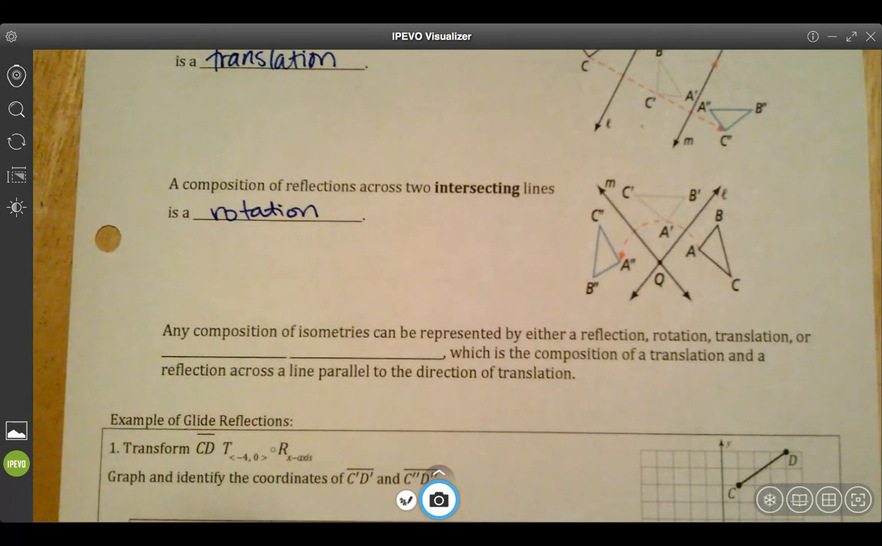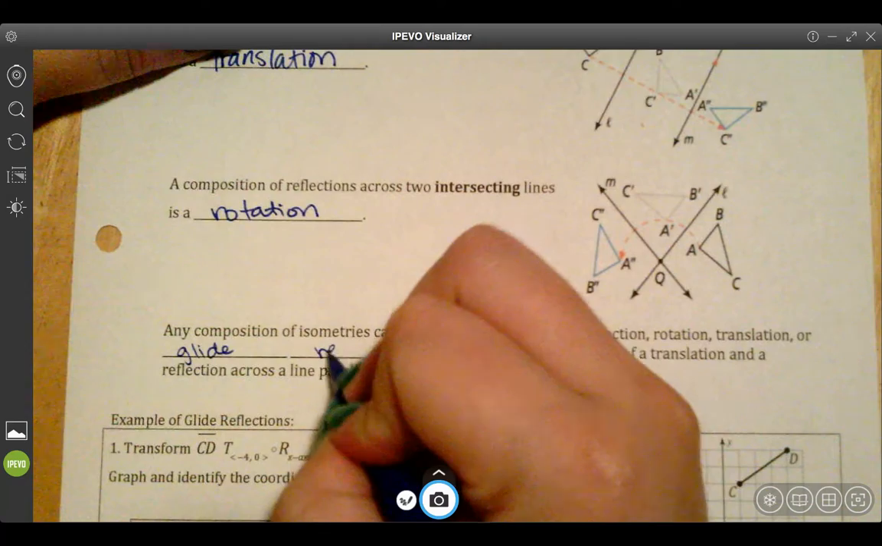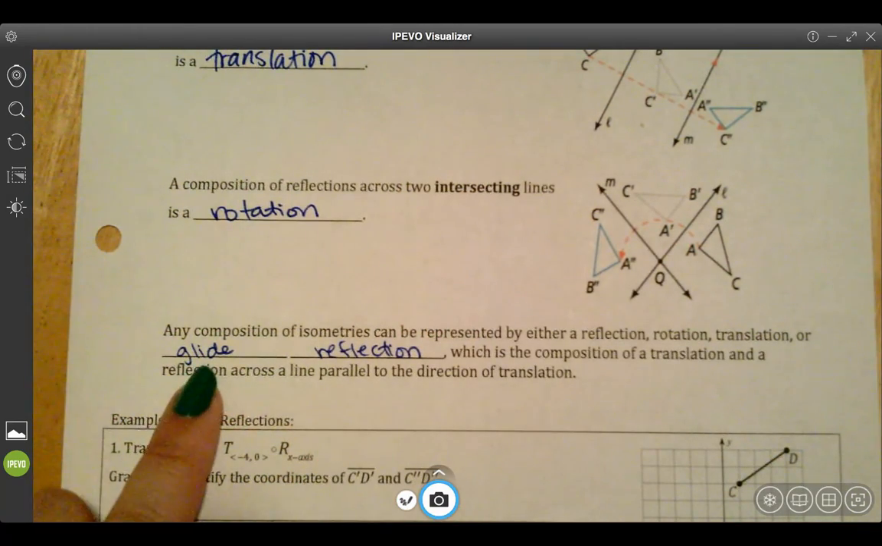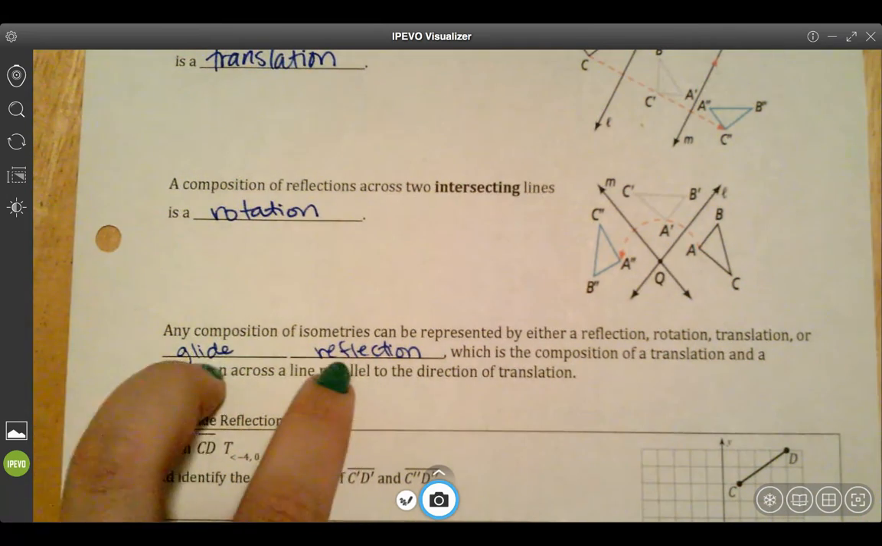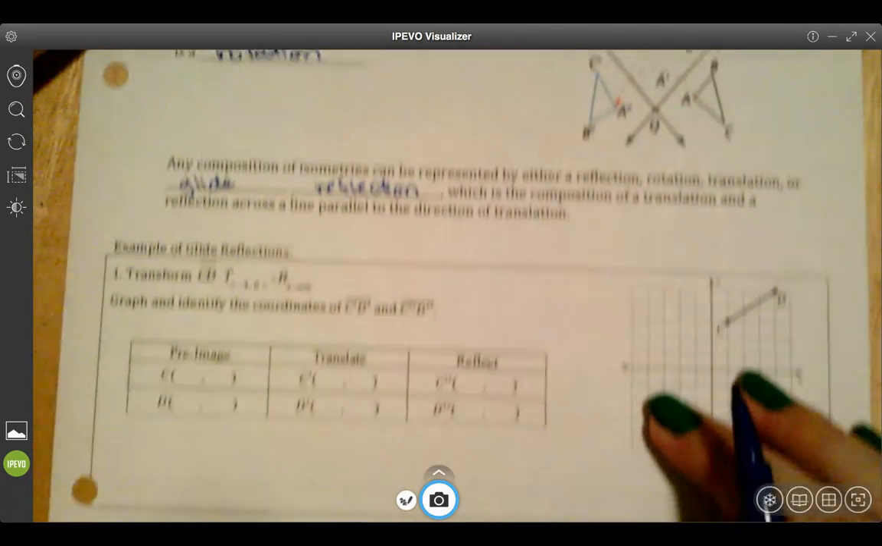And our last type of isometry that we're going to talk about is called a glide reflection. So any composition of isometries can be represented by a reflection, rotation, translation, or a glide reflection. And just like it sounds, a glide reflection is where there's some sort of translation and a reflection. And together, a translation and a reflection can't be simplified into one of the other three. So this is our fourth type of isometry. Let's look at what a glide reflection is.